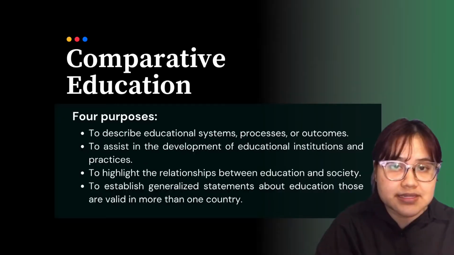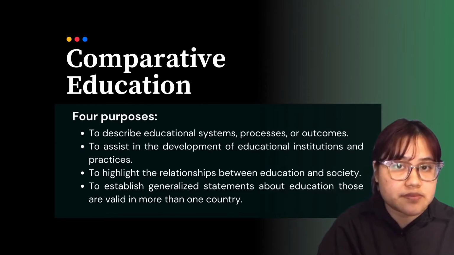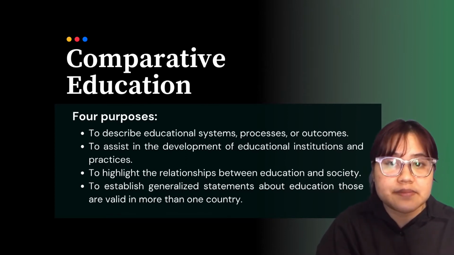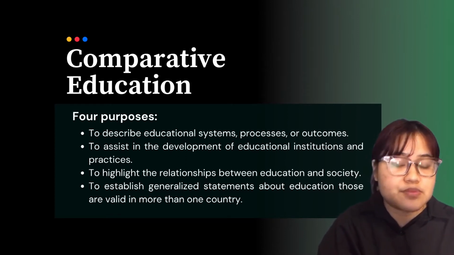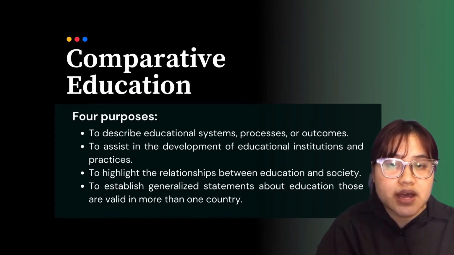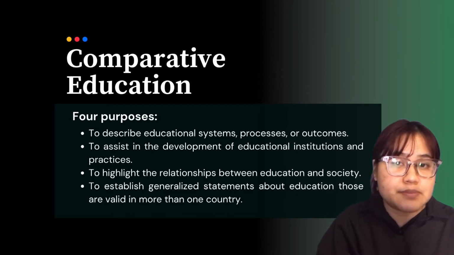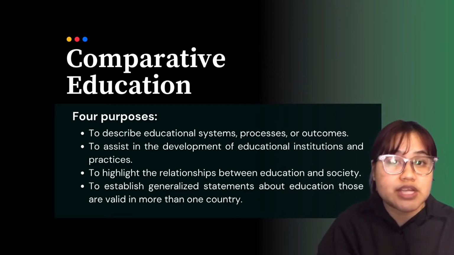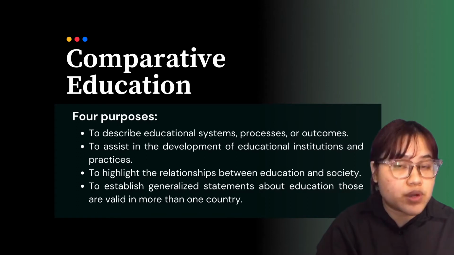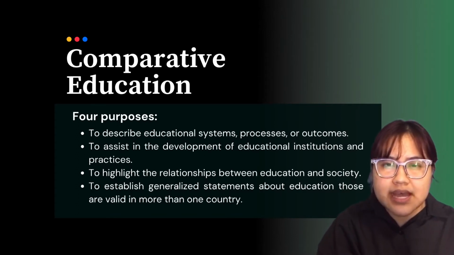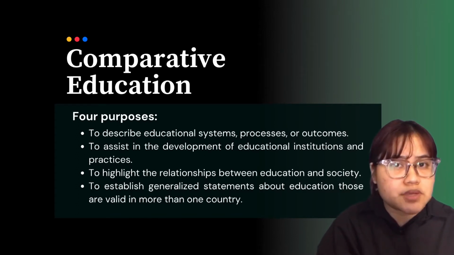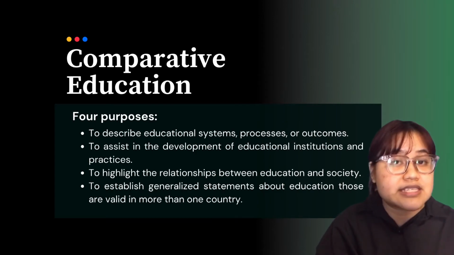According to Harold Noah and Max Eckstein, comparative education has four purposes. It is used to describe educational systems, processes, or outcomes, and assist in the development of educational institutions and practices. It is also used to highlight the relationships between education and society and establish generalized statements about education that are valid in more than one country. It is apparent that comparative education is more than merely just looking at the similarities and differences.